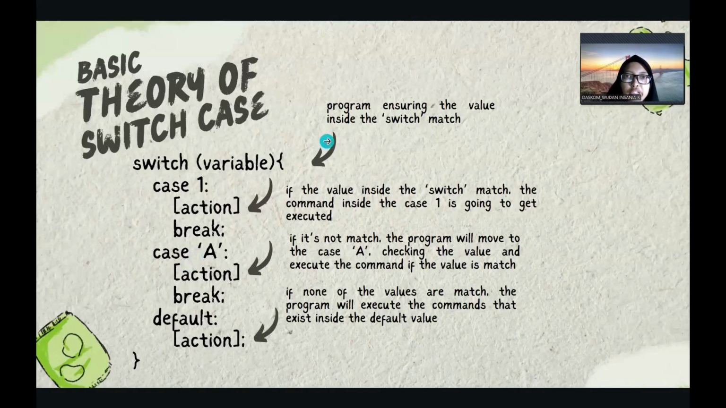Switch case works by evaluating the value that was assigned or inputted by the user, and the value will be checked against case 1, case char A, and the default. So assume that we have a value 1. Case 1 will be executed because 1 is equal to 1. So the action inside case 1 will be executed, and then we have a break. So the program will execute only action 1.